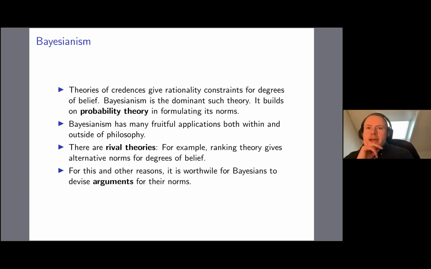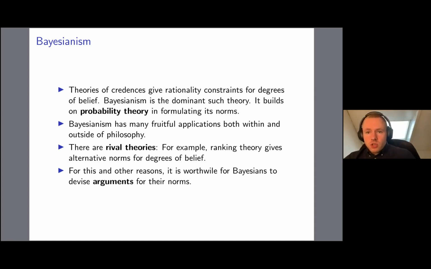Yeah, so Bayesianism is a theory of credences. It gives rationality constraints for degrees of belief. And it's a formal theory in formal epistemology, and the formal apparatus that it uses to formulate the rationality constraints is probability theory. Now, among theories of credences, Bayesianism is definitely by far the most dominant theory, and it has been for many decades. One piece of evidence for this is the crazily wide variety of fruitful applications, both within and outside of philosophy. I'm not going to name them. I think you will have heard of Bayesianism in some context or another.